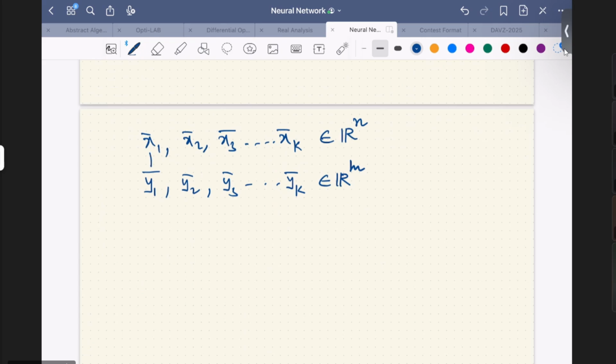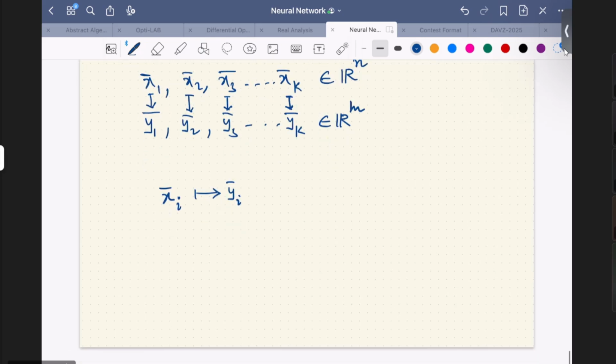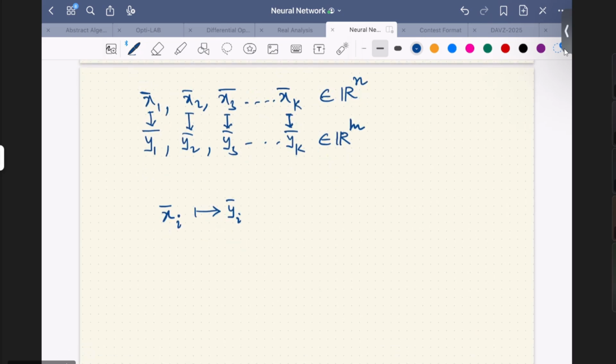Now this is a kind of association. So x1 is associated with y1, x2 is associated with y2. This association is the mapping. The m vectors in the input space are mapped to m vectors in the output space. So xi is mapped to yi, each from a different domain space. Now what do you say?